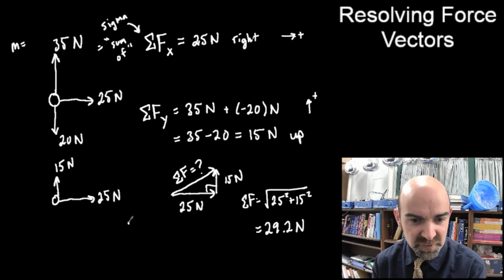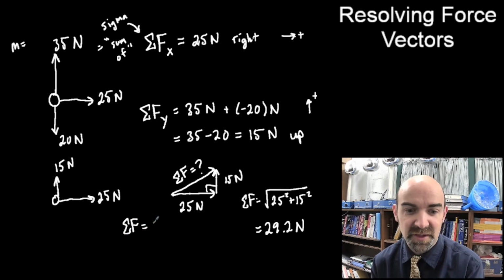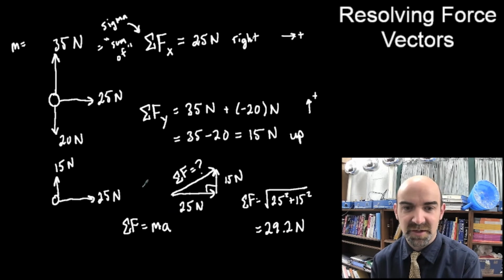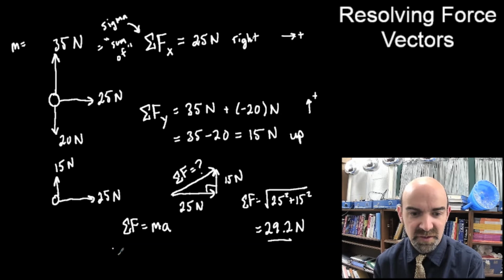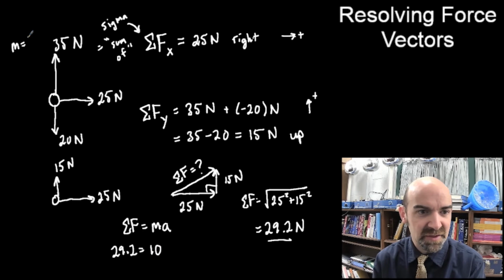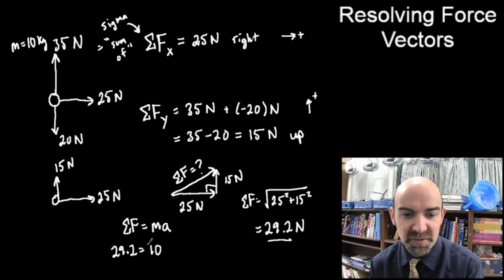So if we just write that out, we'll see what to do with it. Sum of all the forces acting on a body equals the body's mass times its acceleration. That's Newton's second law right there. And what we've already done is figure out what the sum of the forces is. It's 29.2, so I'm going to substitute that in right here. 29.2 equals mass, which is labeled, as you'll see up there, 10 kilograms on the page. So that'll be given to you. The mass is 10 times acceleration.